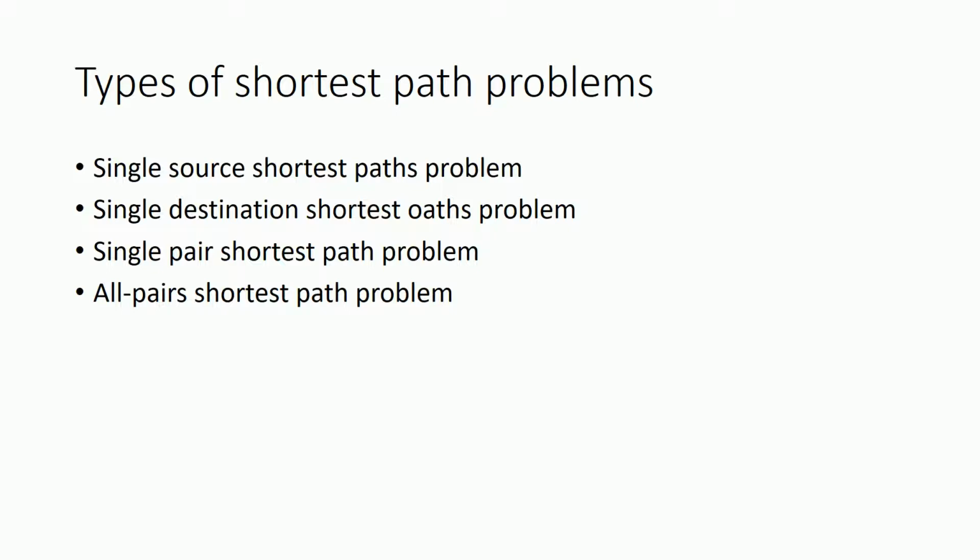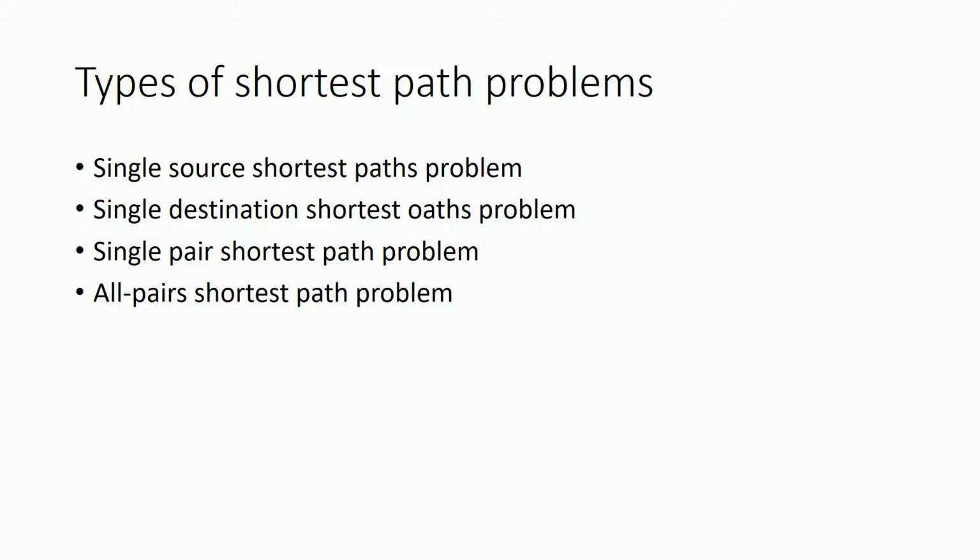There are many variations of the shortest path problem. Our main problem is the single source shortest path problem. Here, given a source vertex, we are going to find the shortest path to each of the vertices in the graph from the source vertex. In the single destination shortest path problem, we are focused on finding the shortest path to a given destination vertex from each other vertex in the graph.